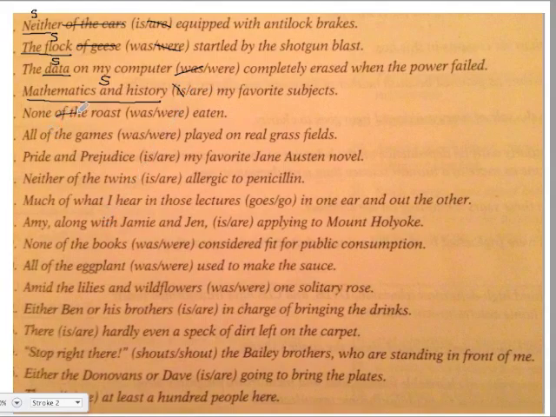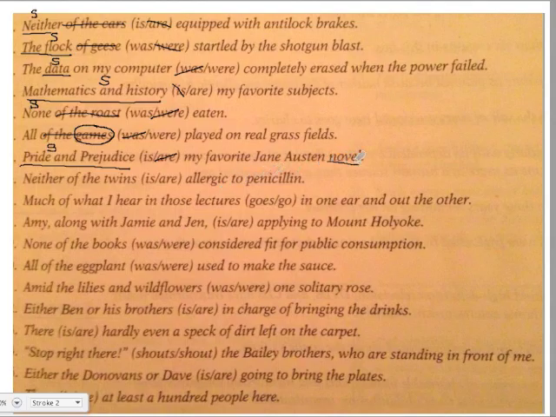None of the roast, of the roast is a prepositional phrase. You need to trim that out. And none is the subject. None was singular. All of the games. All is the subject. And since we're talking about plural here, you will pick were as your verb. Pride and Prejudice is the subject, and the verb is, it's only one book, so it is my favorite.